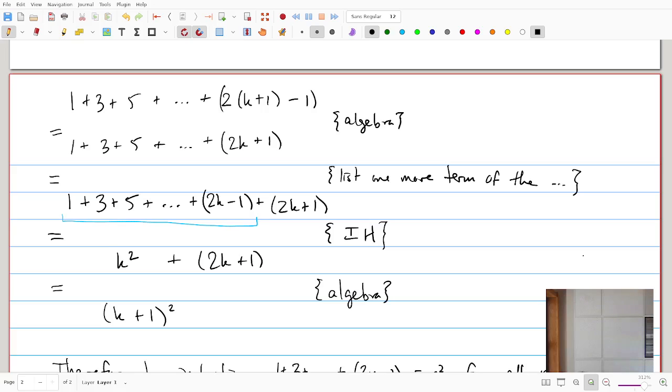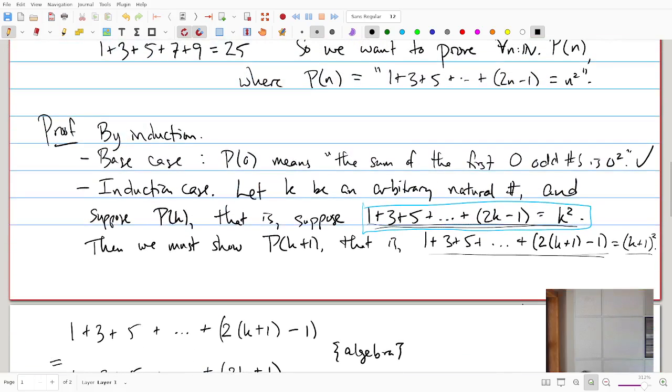Again, big picture, just for some random n, there's no particular reason why I would know that this is true. But what I was able to do is to show that it's true for 0, and that if it's true for some n, I can always take another step and show that it's also true for the next n. And therefore, it's true for everything.